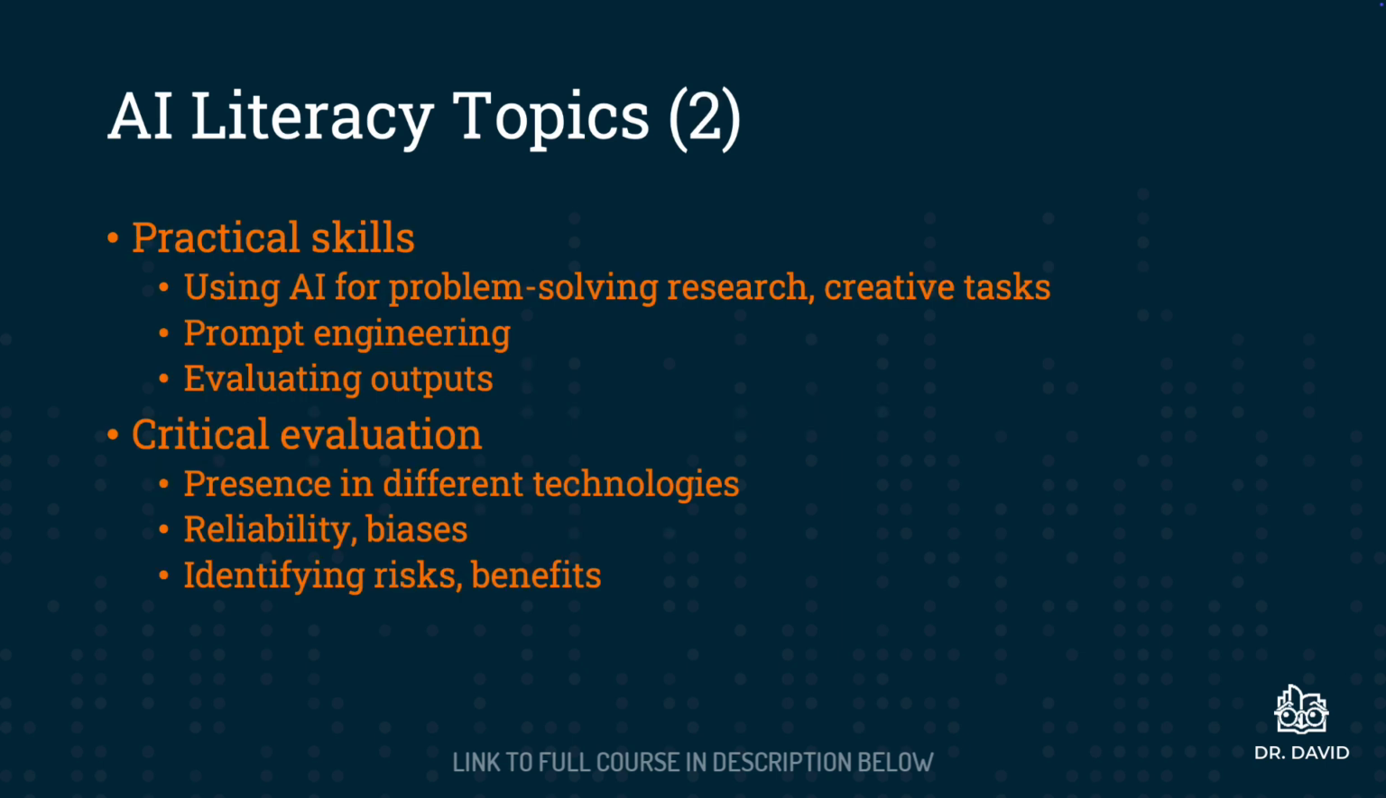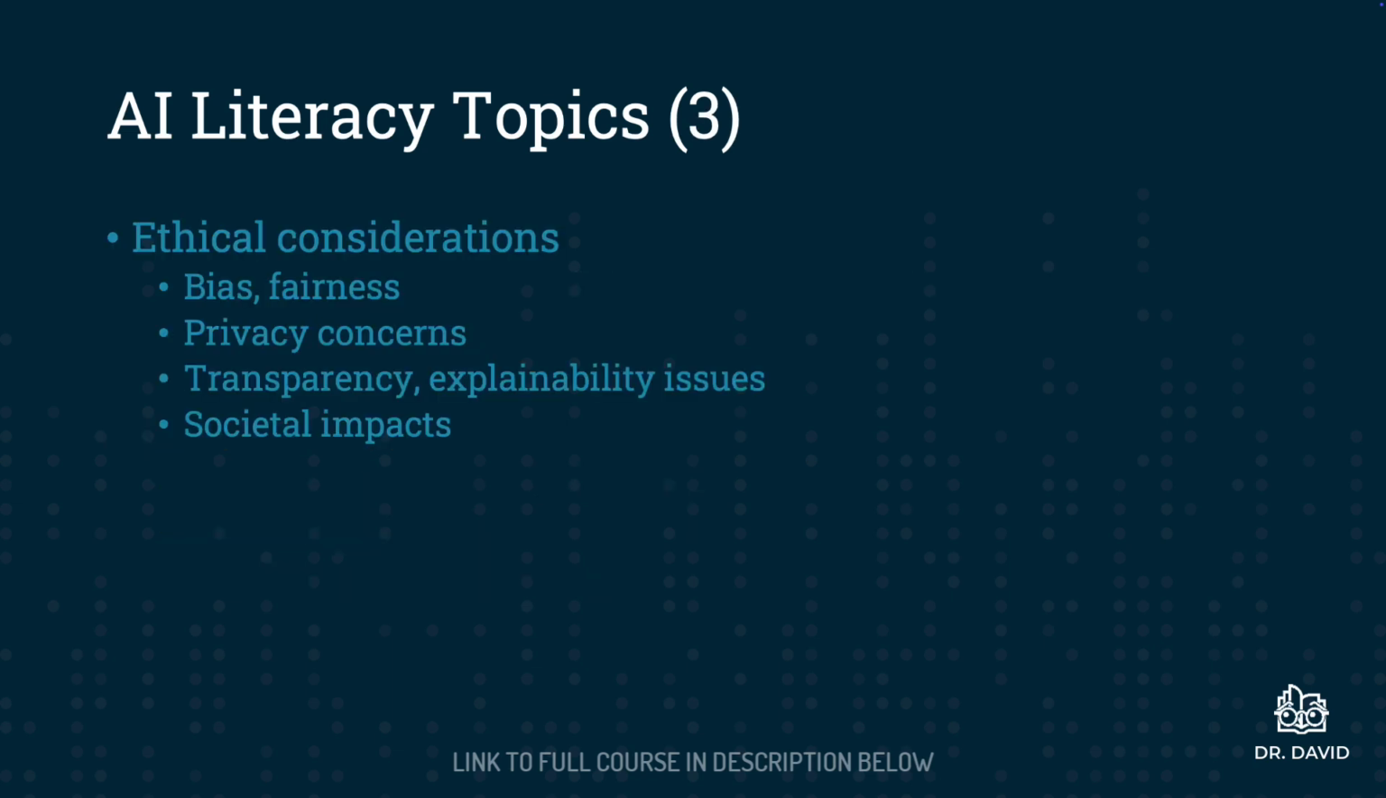Topic 3, practical skills. This includes using AI for problem-solving, research and creative tasks, prompt engineering, and evaluating outputs. Topic 4 is critical evaluation. This is identifying the presence of AI in different technologies, understanding reliability and biases, as well as being able to identify risks and benefits. And finally are ethical considerations. This includes biases, fairness, privacy concerns, transparency and explainability issues, as well as societal impacts.